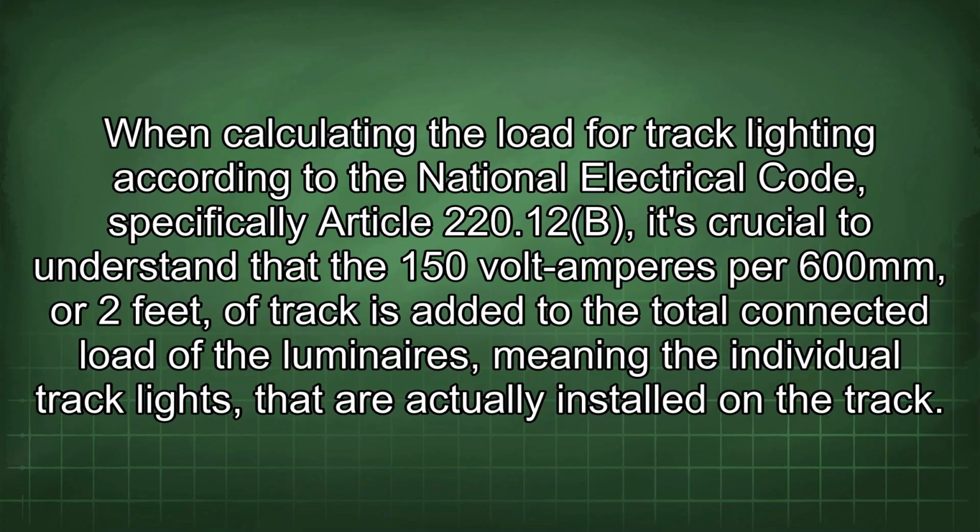When calculating the load for track lighting according to the National Electrical Code, specifically Article 220.12(B), it's crucial to understand that the 150 volt-amperes per 600 mm, or 2 feet, of track is added to the total connected load of the luminaires, meaning the individual track lights that are actually installed on the track.